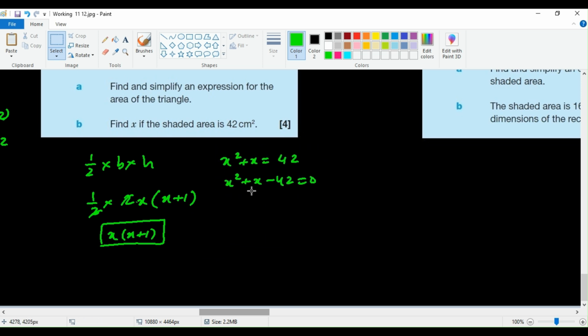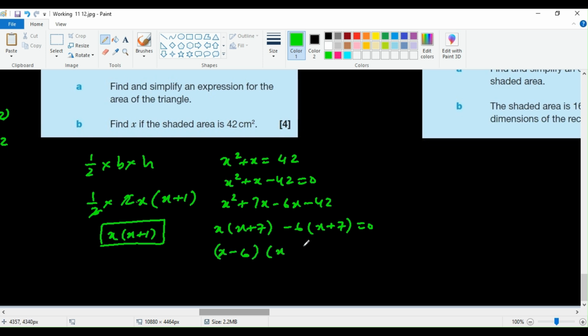Now find out how do we get 42. x squared plus 7x minus 6x minus 42, because 6 times 7 is 42, and x plus 7, once again we write like this, and minus 6 comes in between. So x minus 6 and x plus 7 are the two factors. x is equal to 6 and x equals negative 7. In dimensions we don't use negatives, so the x value is going to be 6, which is the correct answer.